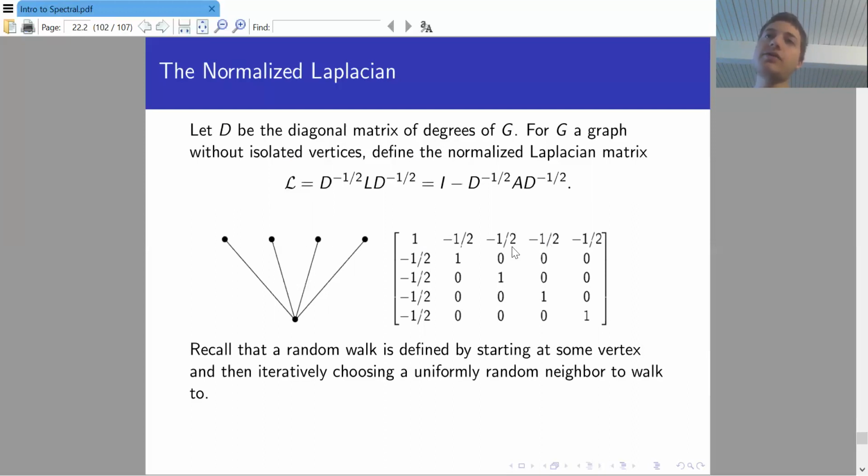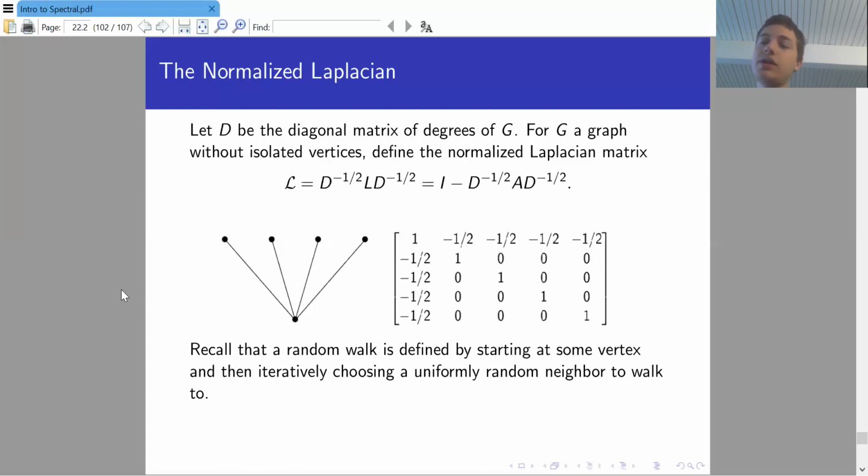Right, so the normalized Laplacian is intimately connected to something called random walks. This process is defined by you pick some vertex to start on, and then each round, at whatever vertex you're at, you uniformly at random pick one of its neighbors and move over there, and then just keep repeating this process.